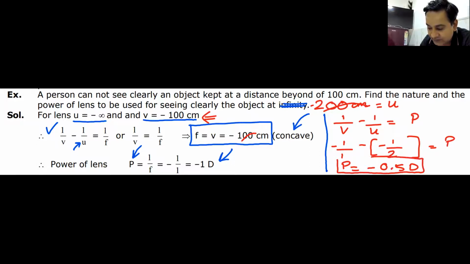Do we see this? The power is going to come as 0.5 diopters. Here the power was 1 diopter, and that is what I wanted to make you understand. Minus 1 diopter, or 1 diopter, is a very huge power.